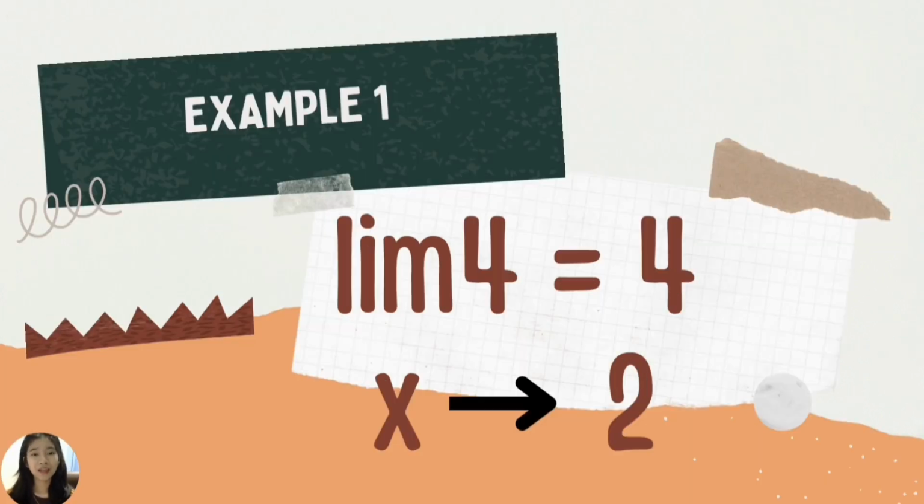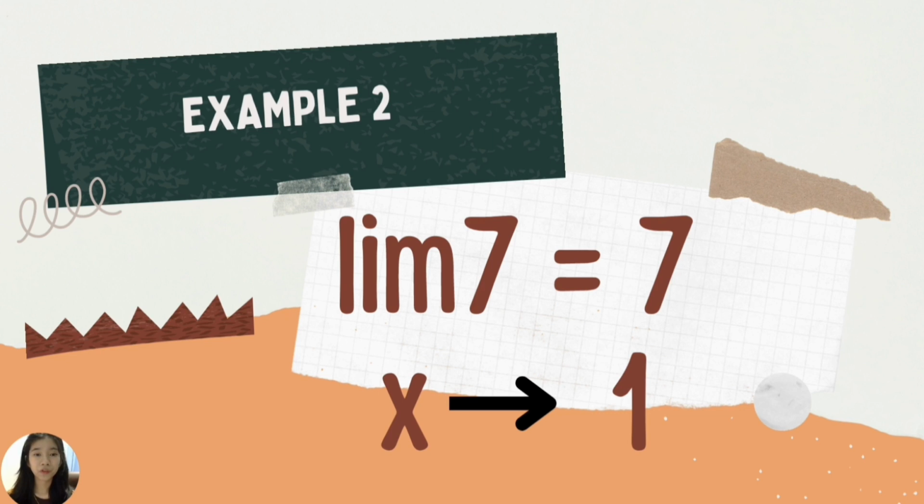Example number 1, the limit of 4 as x approaches 2 is equal to 4, because 4 is the constant number. For example number 2, the limit of 7 as x approaches 1 is still equal to 7, because 7 is the constant number. The answer to this is just equivalent to the constant number of the given problem.